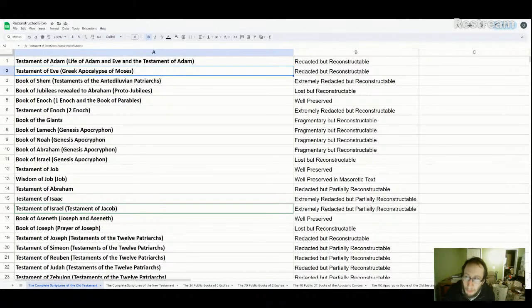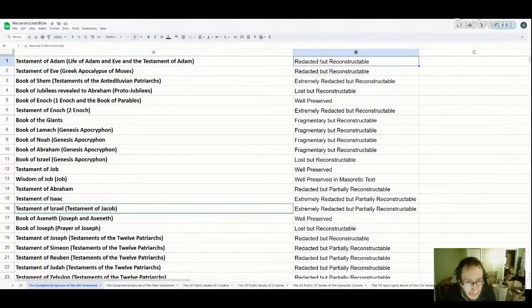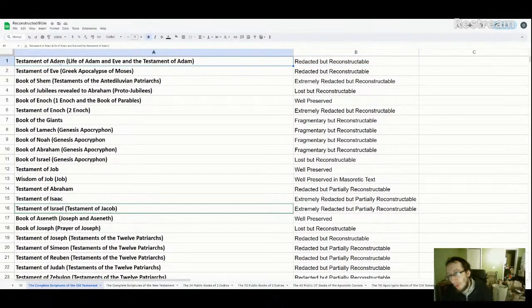Now, the next book we have is Testament of Eve, and that one we don't have as many different sources for. We mainly just have the Apocalypse of Moses. And I actually believe, for the most part, the Apocalypse of Moses preserves almost entirely the Testament of Eve in its full form. So I believe Testament of Adam is more redacted, and it's going to take more work to reconstruct the Testament of Adam properly. Whereas the Testament of Eve, I think, is a lot better preserved, and we can reconstruct that a lot easier.